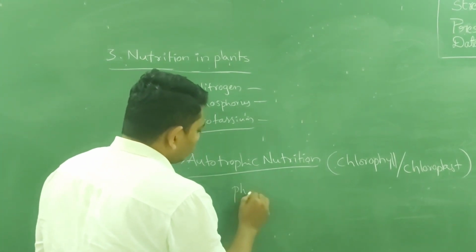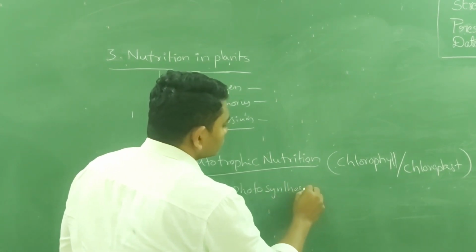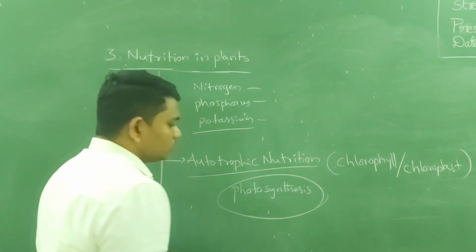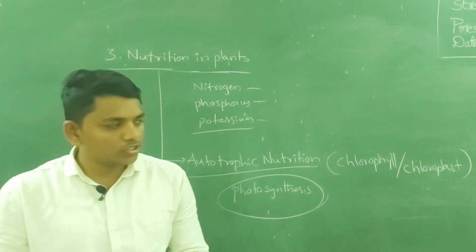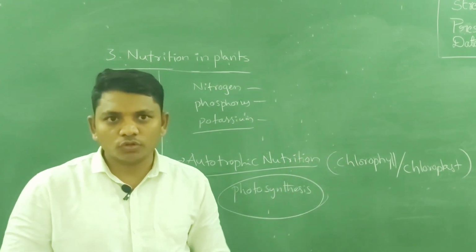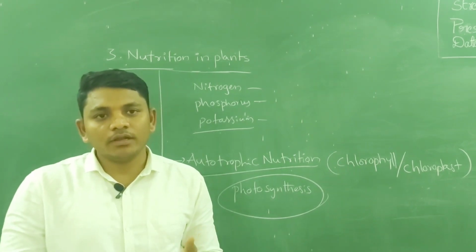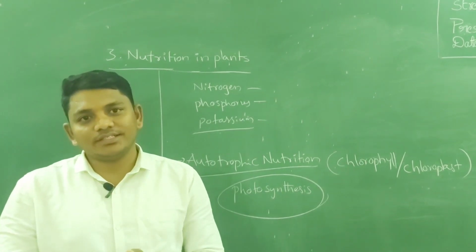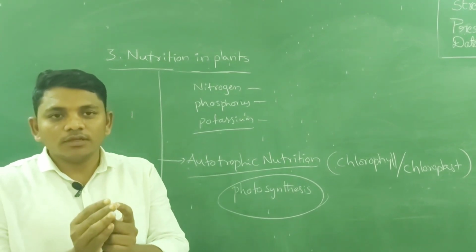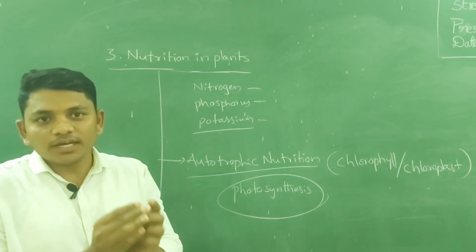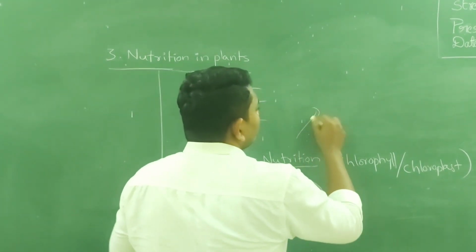What is that? Photosynthesis. So photosynthesis is the process in which chlorophyll or chloroplast uses water, light and carbon dioxide and prepares food materials. This is a process in the plants and it is responsible for the synthesis of food materials. These food materials are nothing but carbohydrates.